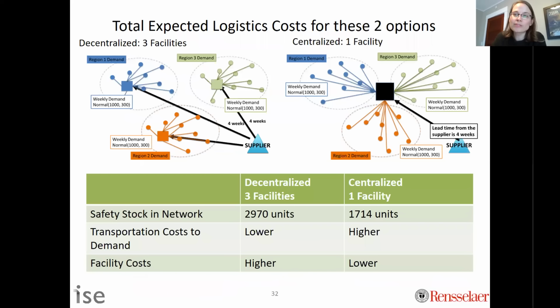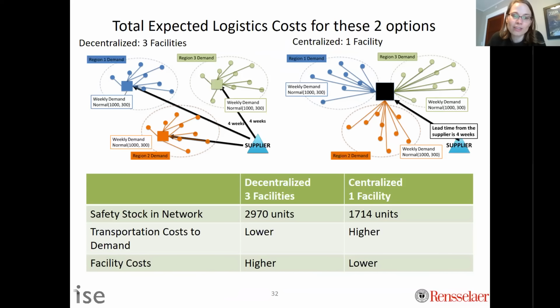All right, so let's apply this to the example we did previously. As a reminder, we had 3 facilities in the decentralized one and 1 facility in the centralized one. We already calculated the safety stock in our other videos. And we had said that the transportation cost to demand in the decentralized one would be lower than in the centralized. Now we want to quantify how much lower.